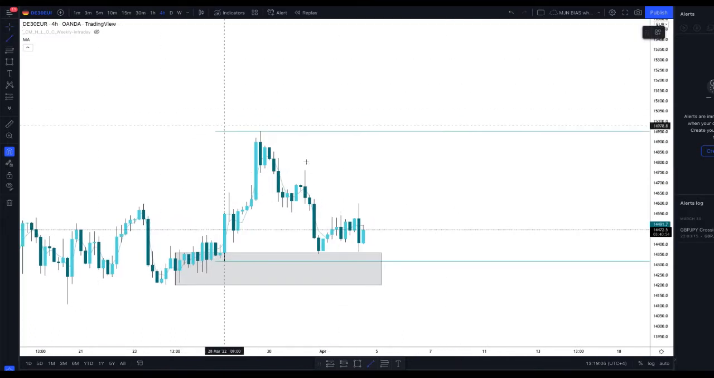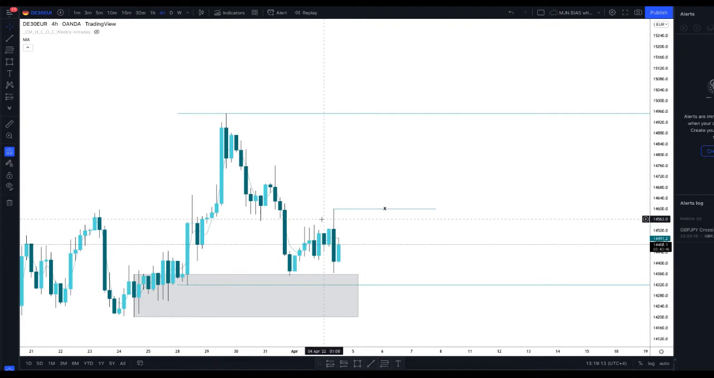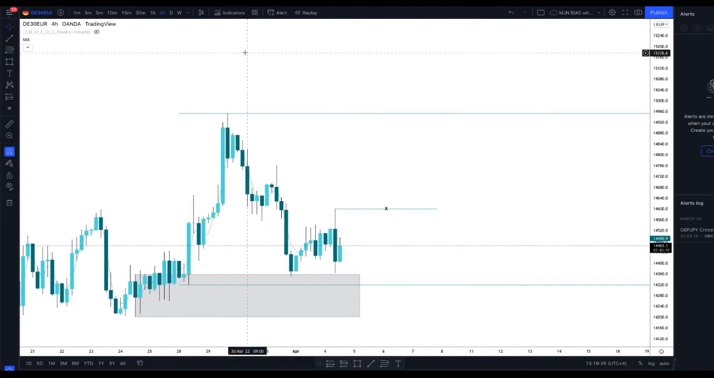So what I'd like to see is this high here taken out. Okay, if we can get that high there taken out, then potentially we'll be in for that move up to the 14,800s and potentially even the highs there at 14,950. So we're going to have to really drill down lower on this if we're going to try and get that move.